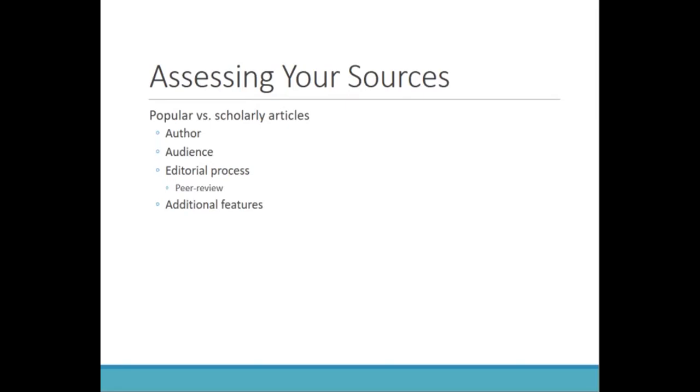Additional features: scientific articles typically include an abstract. They normally have tables and figures and have methods, results, and references sections. Popular articles don't necessarily have these. So you want to stay away from popular articles. They're not complete. They're often biased based on their audience or trying to sell things. So you need to avoid those for this paper.